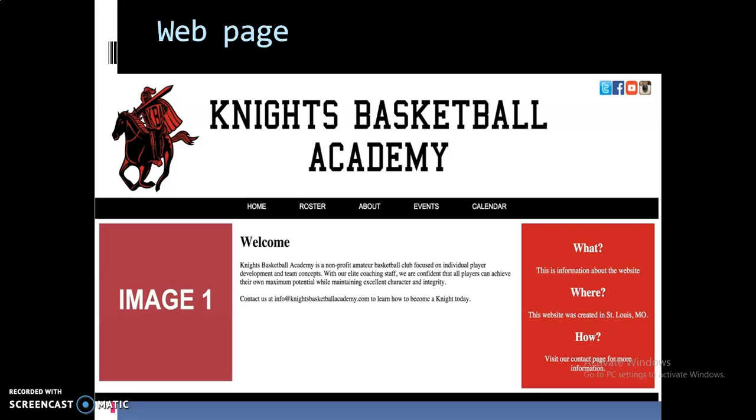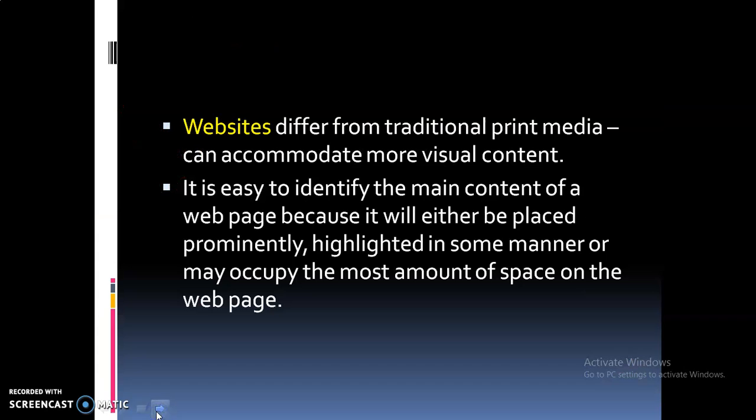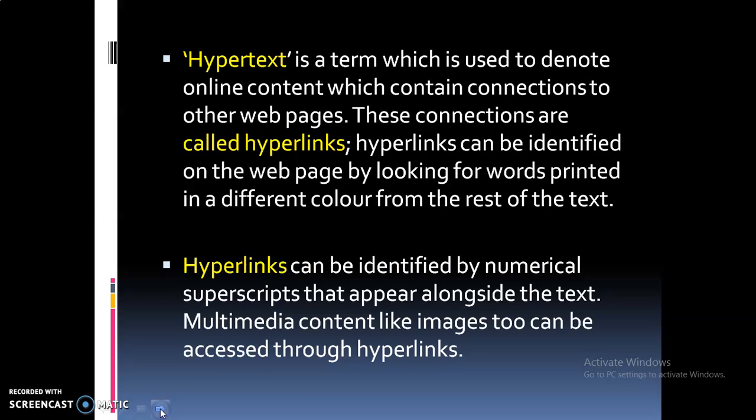on the web page. But in a print publication like a newspaper, the main story is usually printed along with images, if any. Okay, so in the screenshot, when you share a screenshot, you can see the main article. So it is easy to identify the main content of a web page because it will either be placed prominently, highlighted in some manner, or may occupy the most amount of space on the web page.